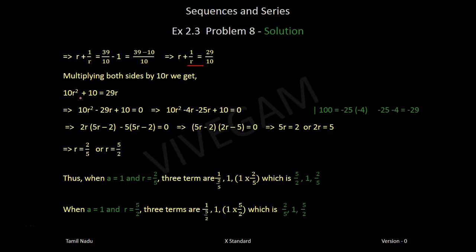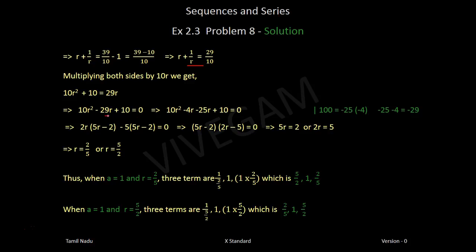10r into r will get you 10r squared. 10r, when you multiply with this term, you will get that r and r cancel. So 10 into 1 is 10. And when you multiply this fraction with 10r, 10 will get cancelled, r will be there. So 29r. Now you transfer 29r to the left hand side. It becomes 10r squared minus 29r plus 10 equal to 0.